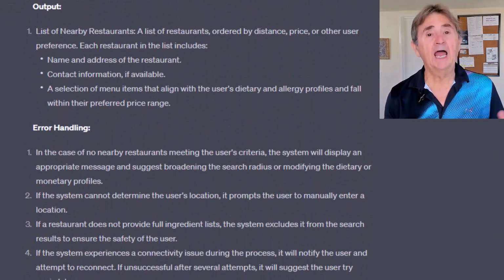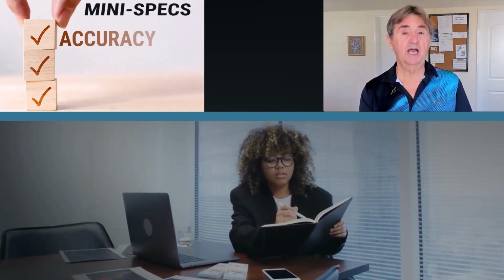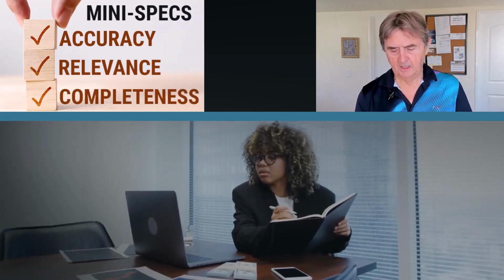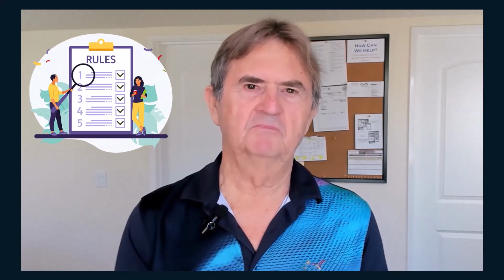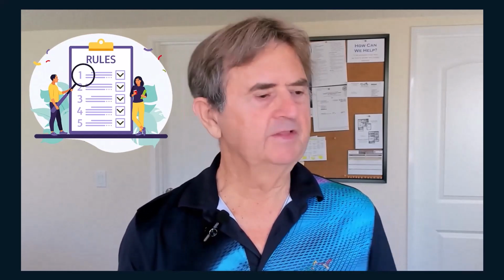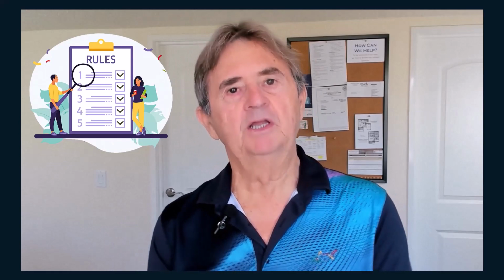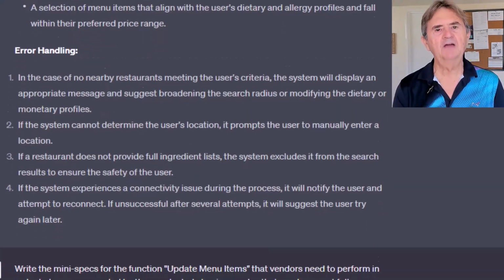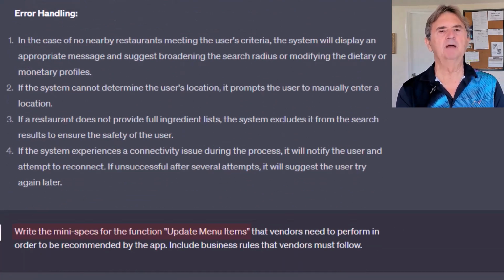However, as the business analyst or requirements engineer, whatever you're called, the onus is on you to ensure the mini-specs' accuracy, relevance, and completeness. Next step, I want to take the demonstration further and explore if ChatGPT can help me identify business rules. That's another form of mini-spec. Now, given that a core feature of the FeedMe app is to help users find safe meals devoid of allergic ingredients, I've selected the primitive function, update menu items.